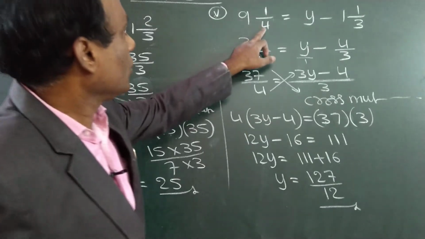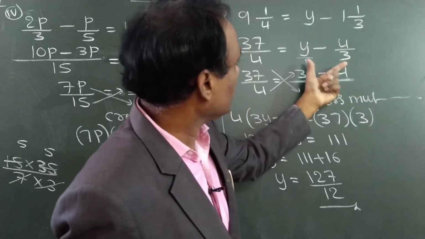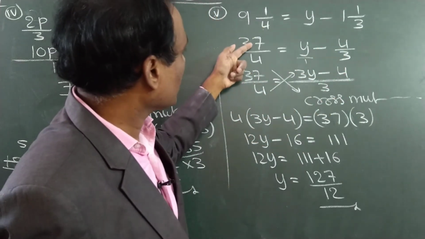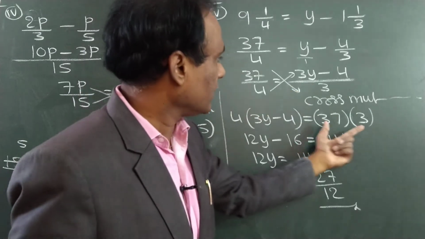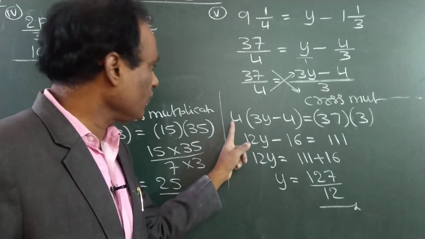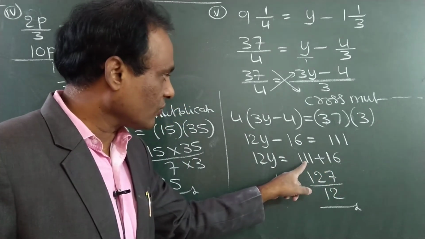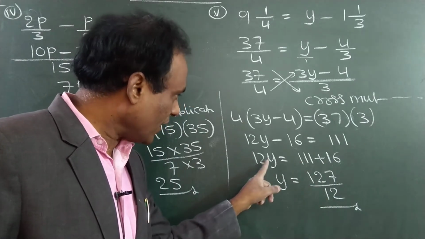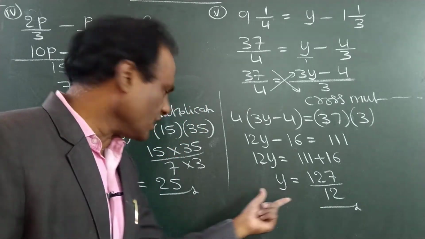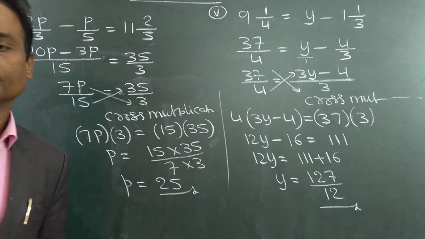See here. 4 into 9, 36 plus 1, 37 by 4. 3 into 1, 3 plus 1, 4 by 3. Take LCM 3, 3y minus 4. This is 37, 37 into 3, written on the right side. 4 into 3y minus 4. 4 3s are 12y, 4 4s are 16. Minus 16 that side, plus 16. 111 plus 16, 127. 12 into y, into means it will become the denominator. We have to keep only y on the left side, only that variable. So the remaining all we have to take to the right side, that is the answer.